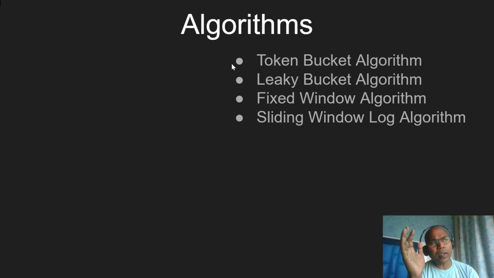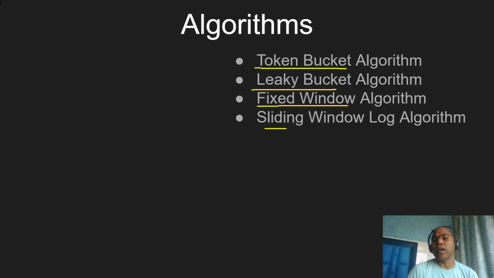So here, while implementing a rate limiting algorithm, we have to think about how these requests are going to be dropped, or which are going to be allowed. So there is some algorithm required. These are a couple of algorithms we can consider to implement rate limiting: token bucket, leaky bucket, fixed window, and sliding window.